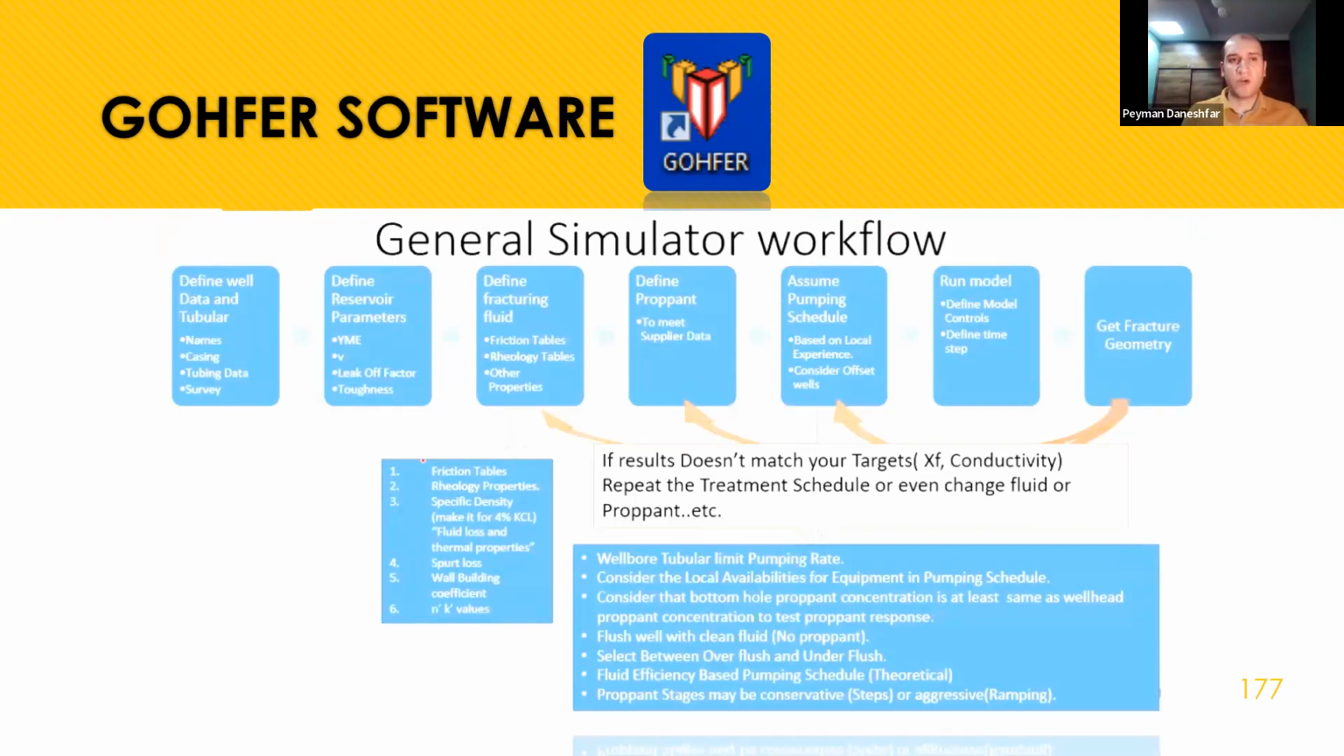As with other simulators for fracturing or acidizing, one of the steps is defining the well and data. Another is to define the reservoir parameters, define the fracturing fluid, define the proppant, assume a proppant schedule, assume a pumping schedule, and run the model. After running the model, you can see the simulator. The simulator will work with those formulas that I told you before, depending on the time, whether seconds or minutes, and we should consider all parameters.